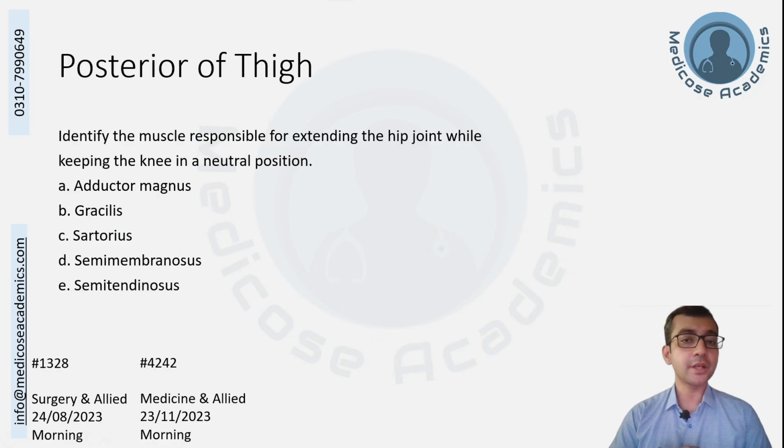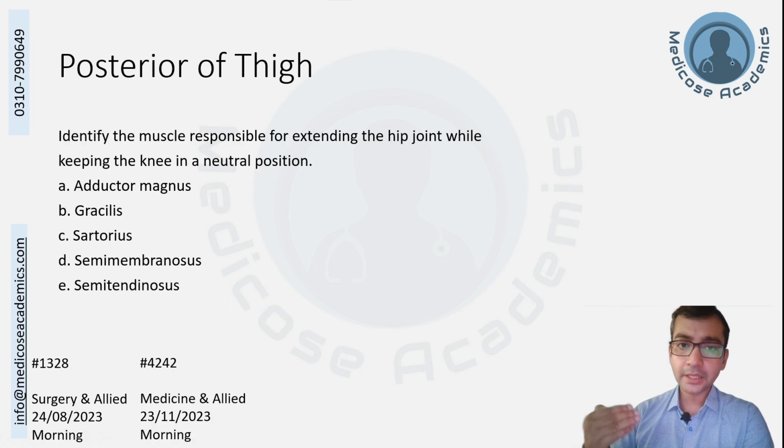Moving on, the posterior aspect of thigh. Identify the muscle that is responsible for extending the hip joint while keeping the knee in the neutral position. So figure out the muscle that crosses the hip but does not cross the knee, and that is adductor magnus, a muscle that ends at the back of the femur only.